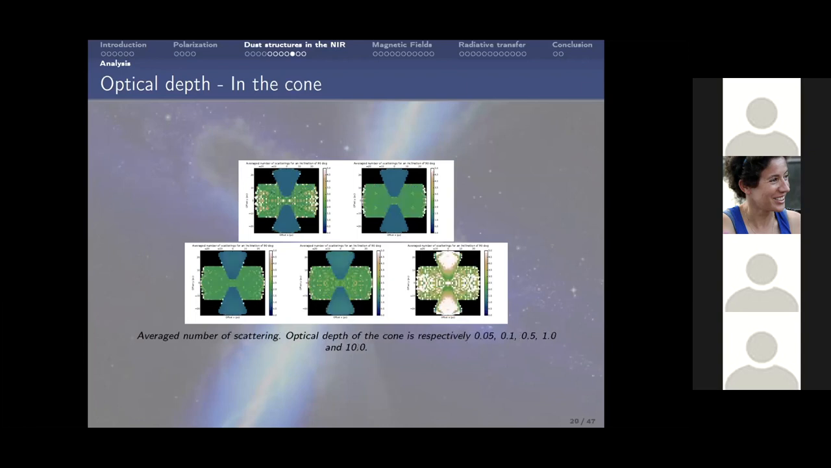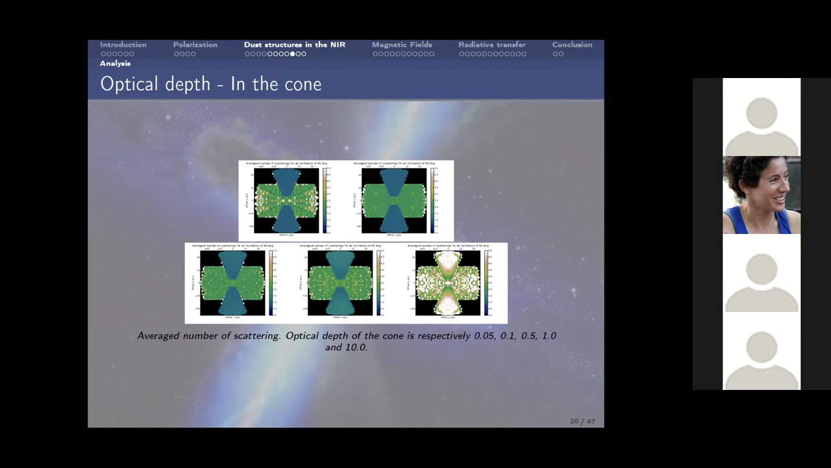I've also been doing the same investigation on, for example, the ionization cone, and you can see there's a huge difference here. If you increase the optical depth of the ionization cone up to, for example, 10, on the left on the last picture, you can see we have about 5 scattering events in the entire region, because photons are not able to find material to interact with and exit the medium rapidly, because both the torus and the ionization cone in that case are way too optically thick.